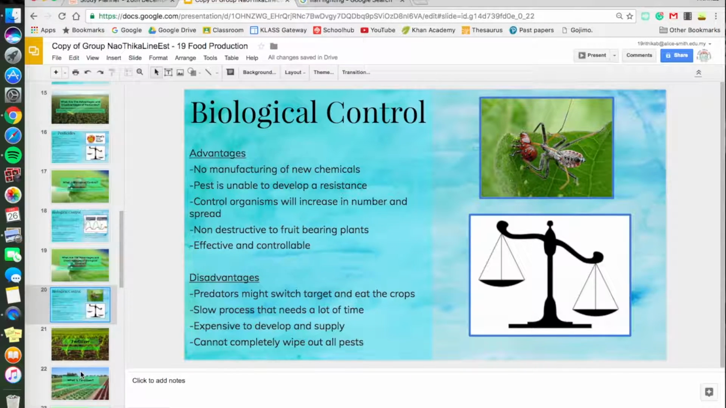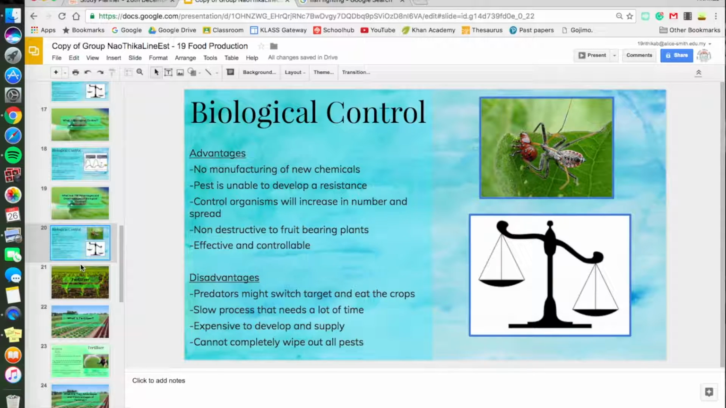The advantages and disadvantages of biological control. There aren't any chemicals involved in biological control, and the pest isn't going to develop a resistance against the predator. It's also non-destructive to other plants, and it's effective and controllable. The disadvantages, however, are that the predators might stop eating the pests and switch to the crop instead. It's a very slow process and needs a lot of time to train. It's also very expensive, the supply is low, and it doesn't completely wipe out the pests.